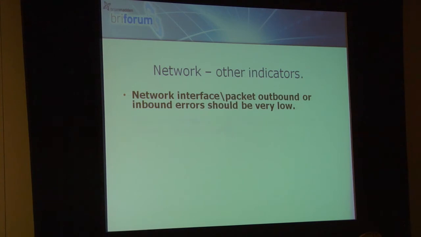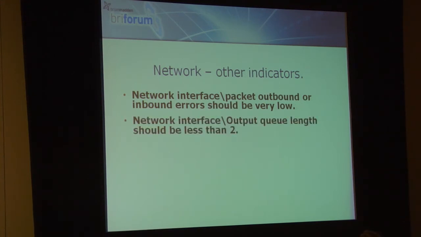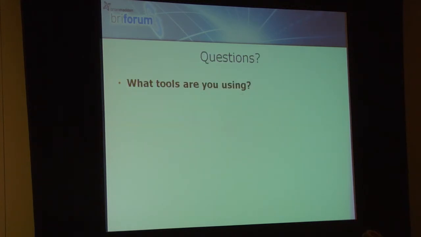So other indicators on the network, again, your packet outbound and inbound errors. Errors should always be low pretty much when you're looking at anything. Your network interface output queue length is just like a disk queue length. You want those numbers to be less than the number of interfaces you have. And then there's the whole question of SMB tuning, which is probably a session or two in and of itself. Anybody have any questions?